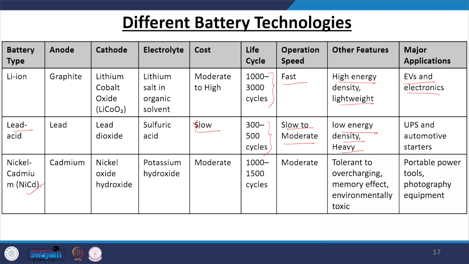Then you have nickel cadmium, where it is a moderate cost. Its life cycle is also moderate, in between lead acid and lithium ion, but it is tolerant to overcharging. That is the main benefit of using nickel cadmium. So, that is why it is mostly used for portable power tools and photography equipment.